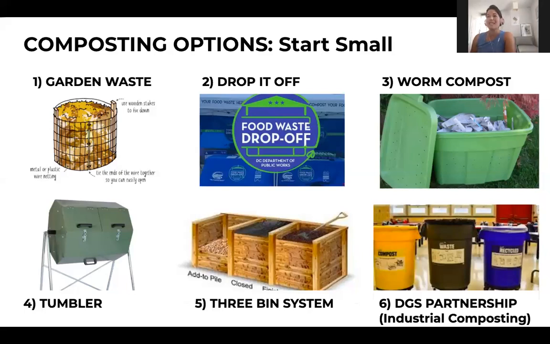Then, number two, if you really want to start composting food waste, but you don't have it set up yet, you can always bring it to District Public Works. It has a food waste drop-off at all the farmers markets in DC. So check out if there's one near you. And if you want to bring your classroom's food scraps or more, you could drop it off at the farmers market.